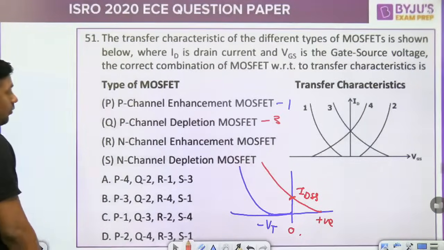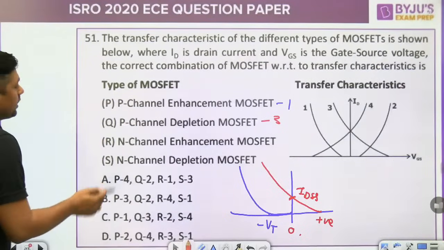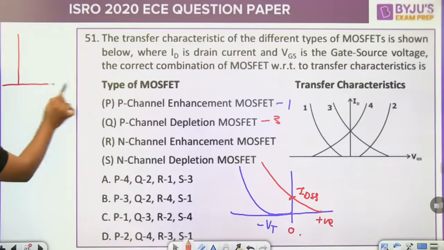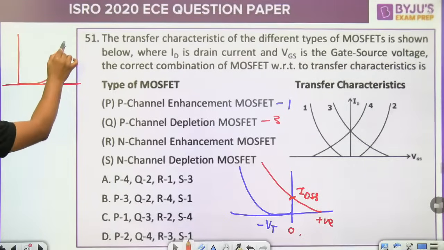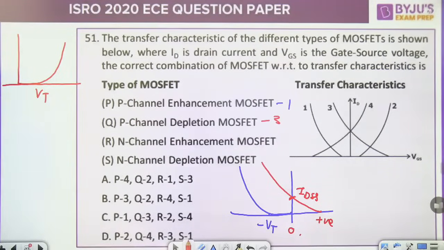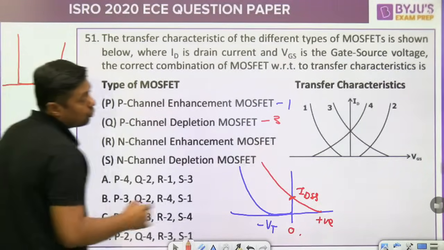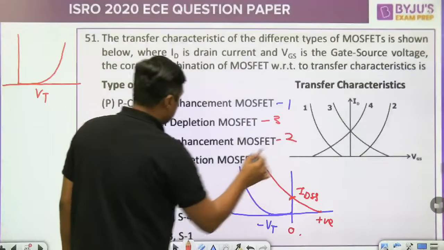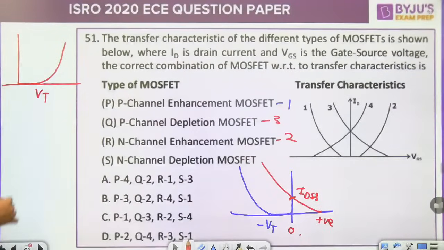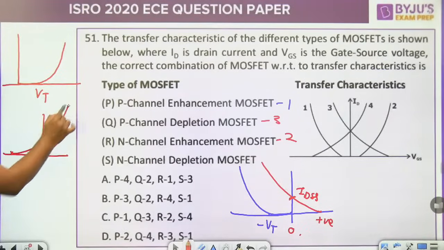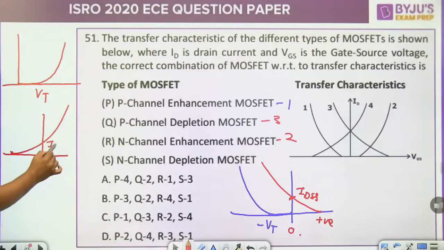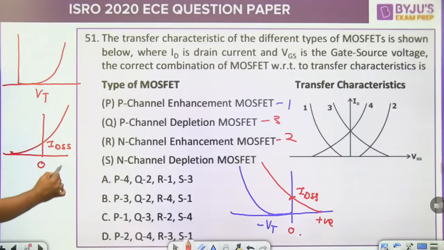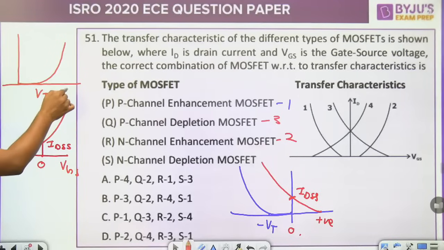Now, for N channel enhancement MOSFET, the characteristics is like this. Threshold voltage is positive. Means it is related to what? 2. This is the 2. And finally, N channel depletion MOSFET starts from what? 0. Negative value. And exactly at 0 we are having the IDSS. Depletion MOSFET, we are having the IDSS. And for positive value it is in enhancement mode. For negative value it is in depletion mode.